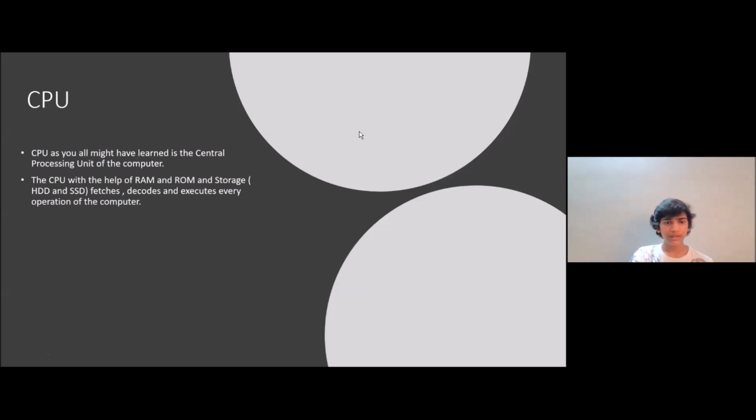Now we'll come to the CPU. As you might have learned in your school classes, the CPU is the central processing unit of the computer. The CPU works with the help of RAM, ROM, and storage. RAM has the temporary files for the applications, ROM has the booting files, and the storage has the files you want to run later, or the saved files you have. The CPU fetches, decodes, and executes every operation of the computer. Each and every part of this computer is programmed and coded, and the CPU executes each and every operation.